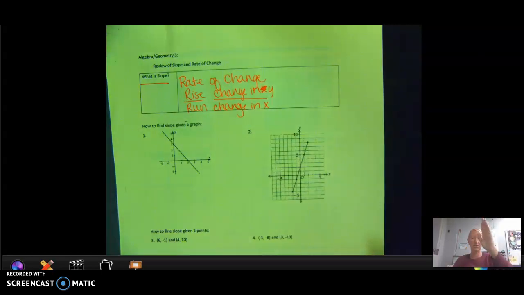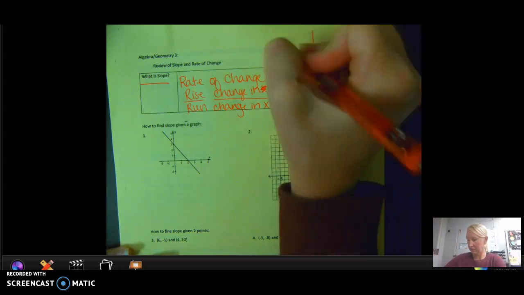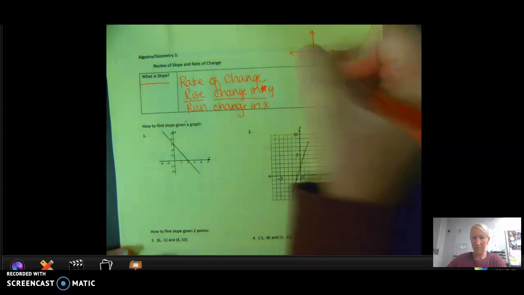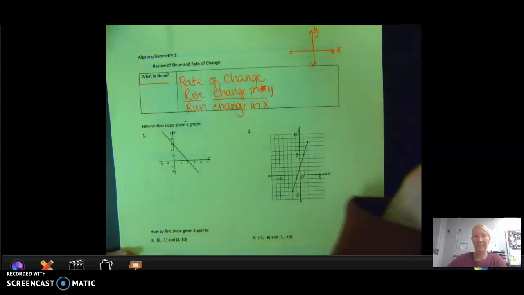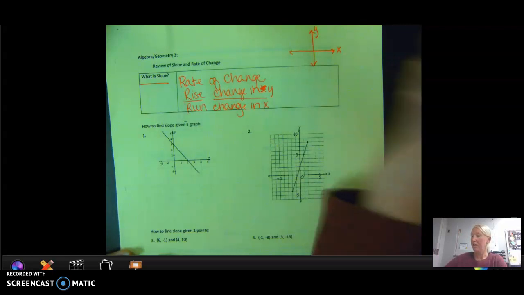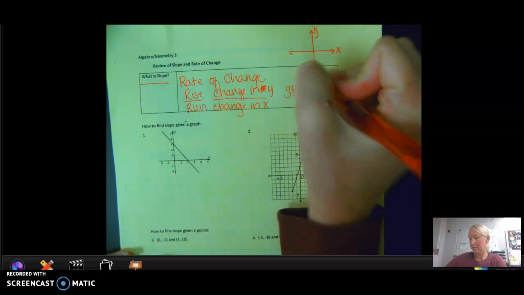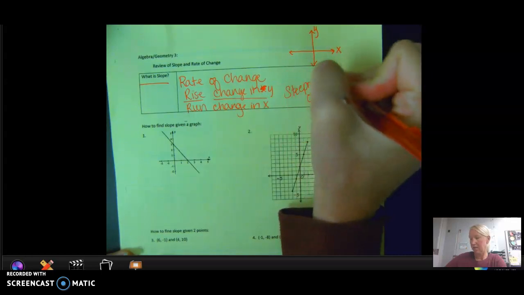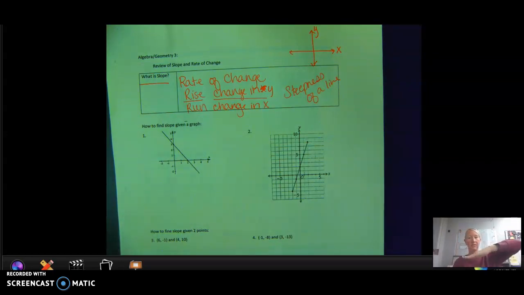My fault. Because rise, if we think about a coordinate grid, so the coordinate grid is this. Up and down, so rise would be my y-axis. Left and right, my run would be my x-axis. So it's the steepness of a line. If I think about skiing and going down a slope, the bunny hill is least steep, the black hill is the most steep, so it's the steepness of a hill.